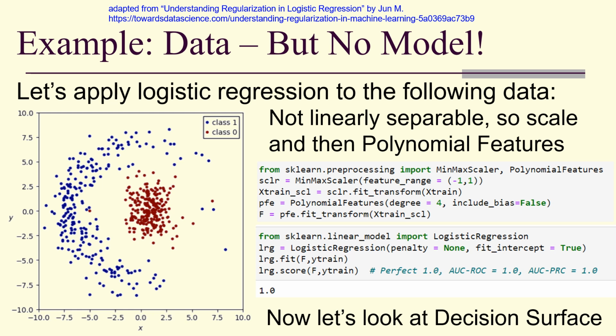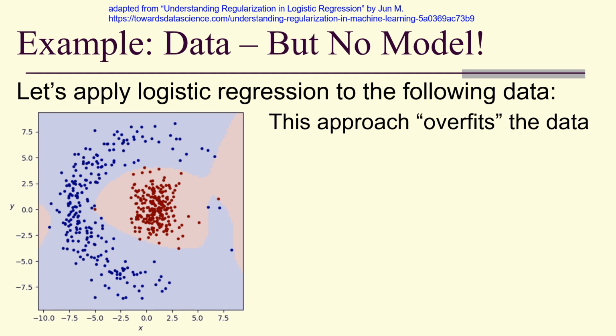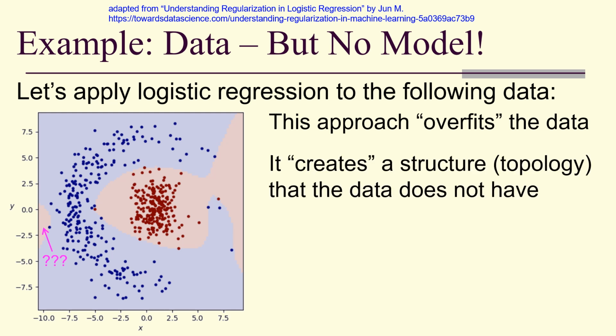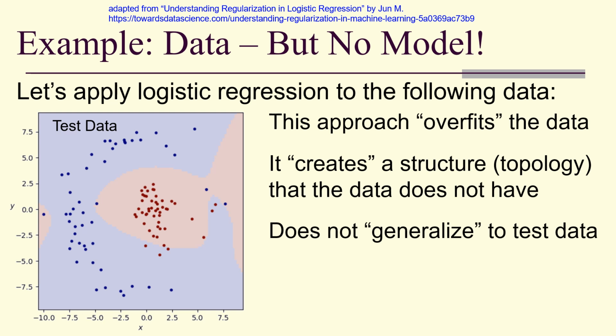But let's look at the decision surface. Well, that really isn't what the data is suggesting. And it's only perfect because we overfit. So what we need to do is come up with something that doesn't overfit and have these weird features. The topology we're looking at, represented by the decision surface, is not what the data implies. It doesn't generalize to test data. So here's the test data, and you can see it's not a good prediction of the test data.